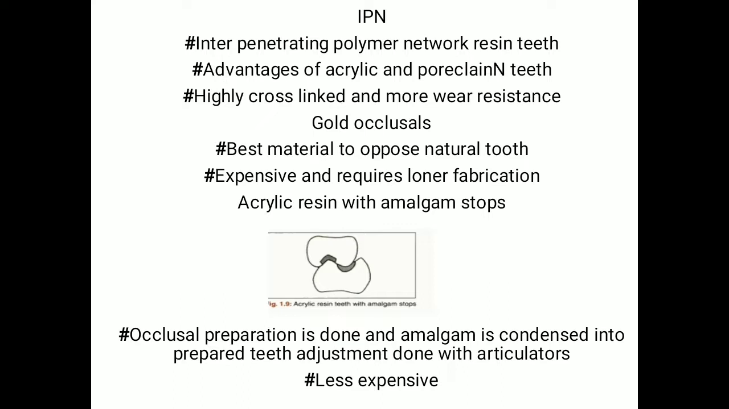Next one is acrylic resin with amalgam stops. In this acrylic resin, we will do occlusal preparation in the teeth, and then amalgam will be condensed in the prepared teeth, and then adjustment will be done with articulators. These are the components of acrylic resin with amalgam stop: first occlusal preparation, then amalgam will be condensed and the adjustment will be done with articulator. They are very less expensive.